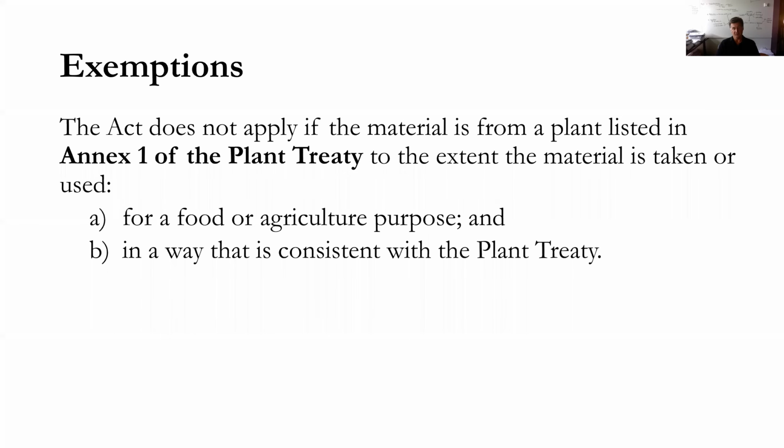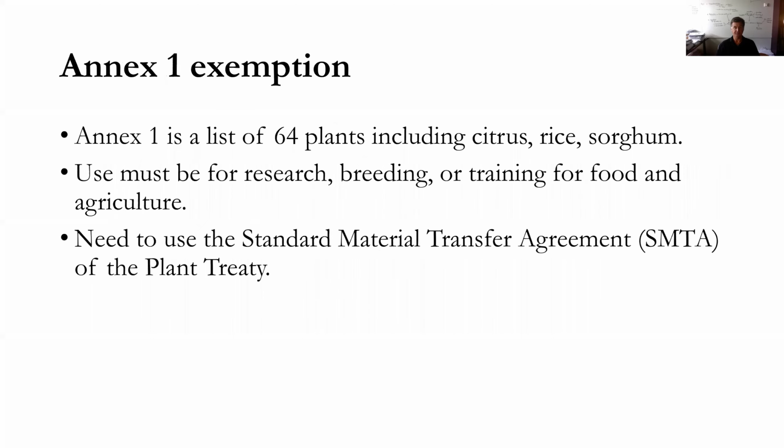The next exemption, which is the one that I want to speak about probably in more detail, and which is newly introduced in the recent changes to the law, is in relation to plant material that are listed in Annex 1 of the Plant Treaty. This is the 2004 treaty I mentioned at the outset. The Act says that the Act does not apply if the material is from a plant listed in Annex 1 of the Plant Treaty to the extent that the material is taken or used for food or agricultural purpose and in a way that is consistent with the Plant Treaty.